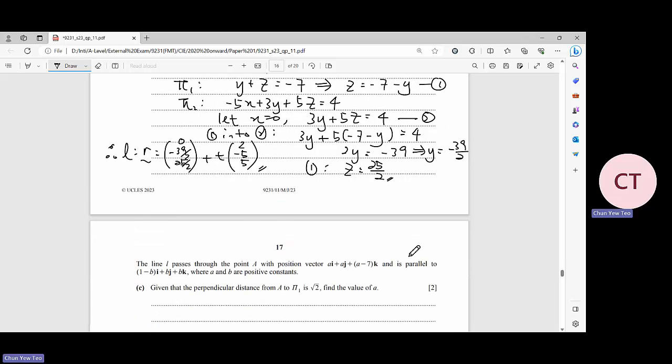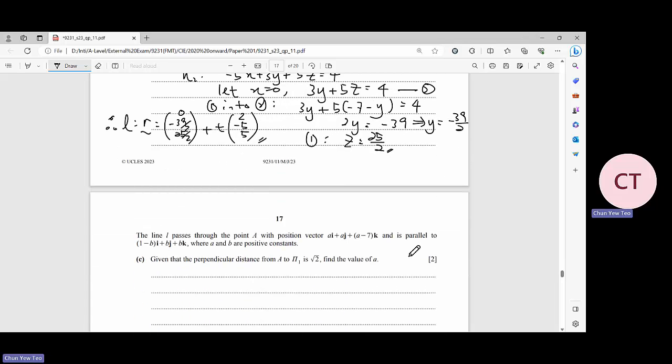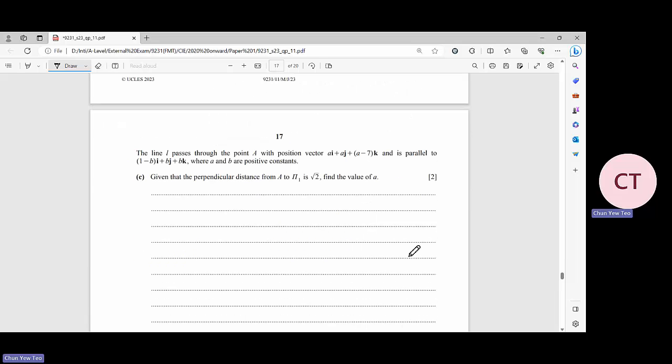Then part C. The line passes through the point A with the position vector a and -7, and is parallel. Okay, so a line L passes through the position vector and is parallel to this. a and b are positive constants.